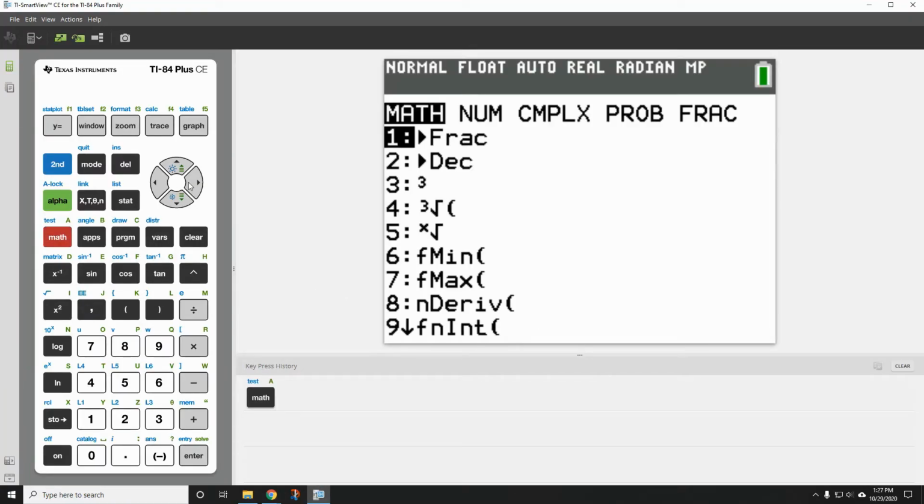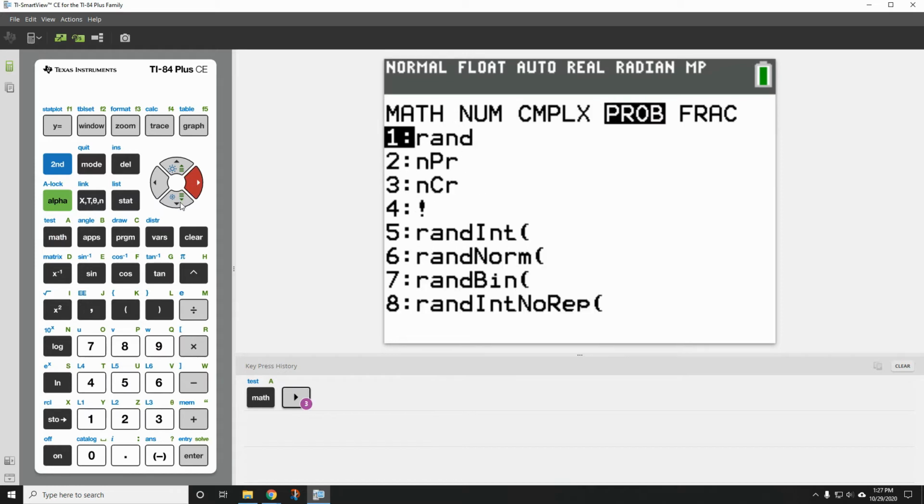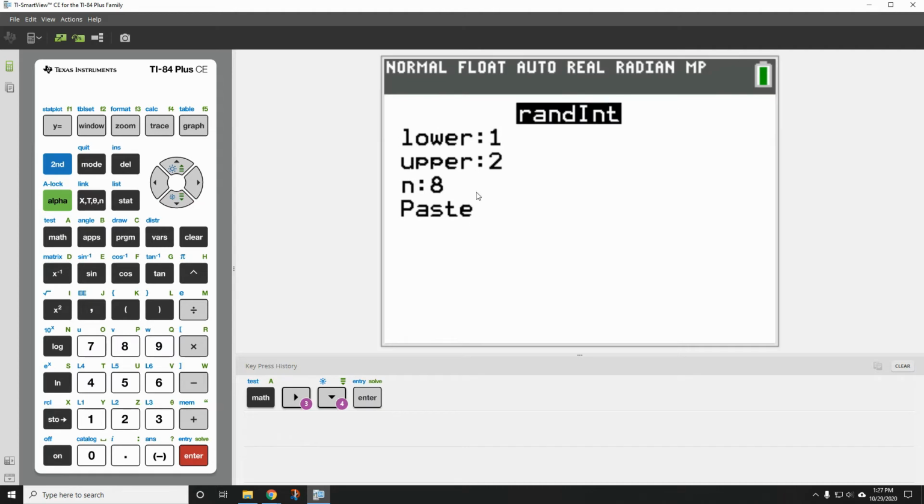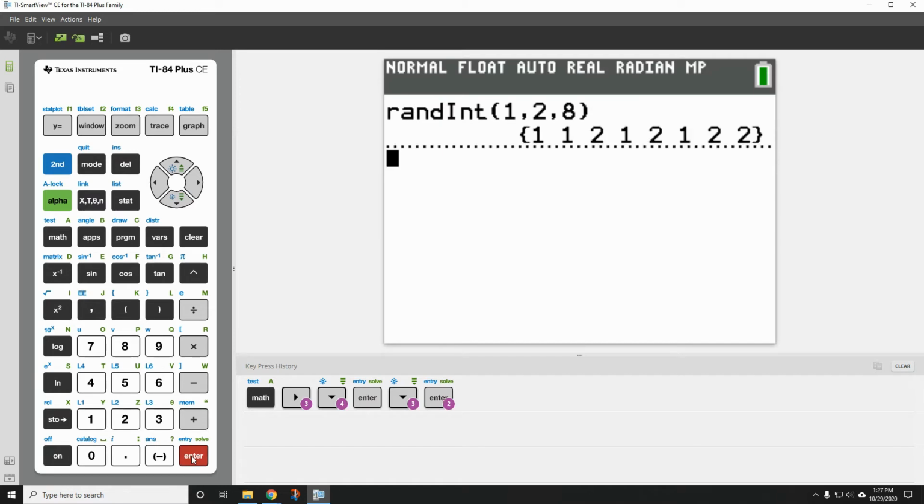We could go over here to Math, over to Prob, and then down to number 5, which is randInt. We want our lower value to be 1, our upper value to be 2, and 8 to be the number of values we're given. We're going to paste this into the calculator and hit Enter.